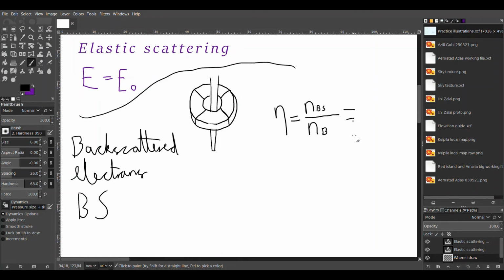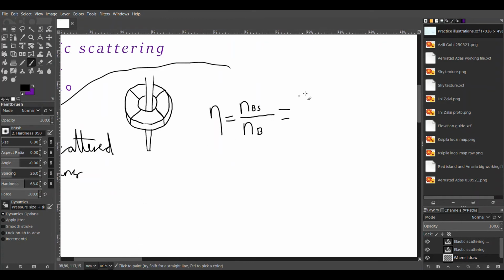It can also be written as the current, or is it current or current density? Current of backscattered electrons over a current of beam electrons. Because if you think about it, this kind of makes sense. Like current, what is current? So current is like you have this arbitrary area that, let's say, draw it a little bit better.